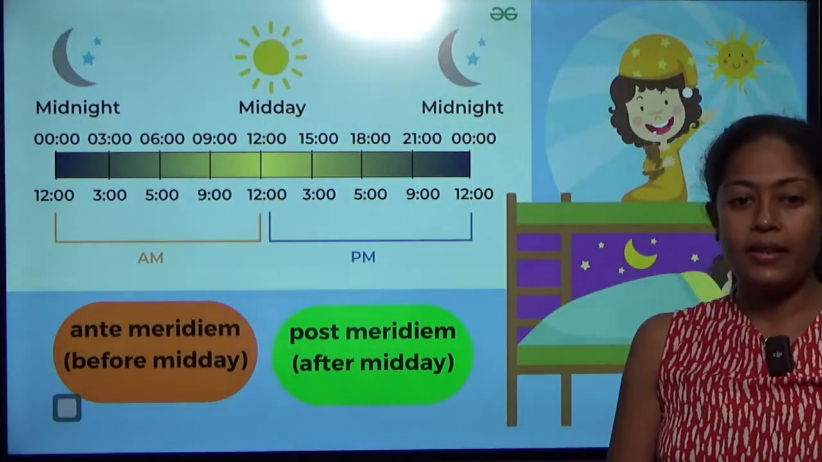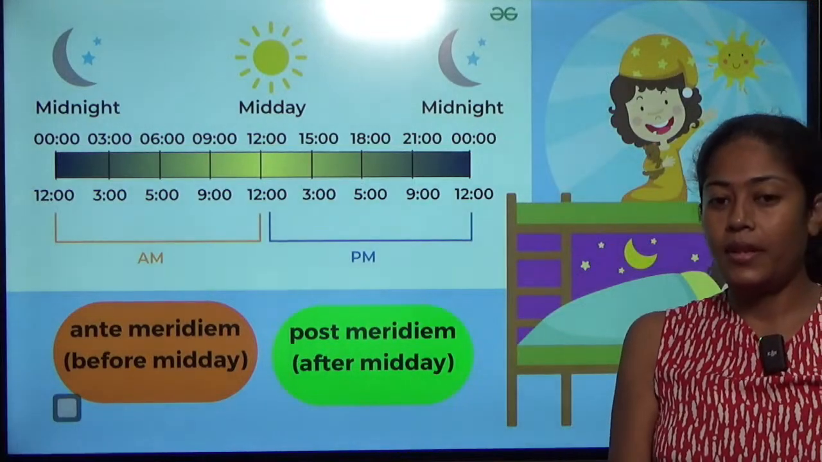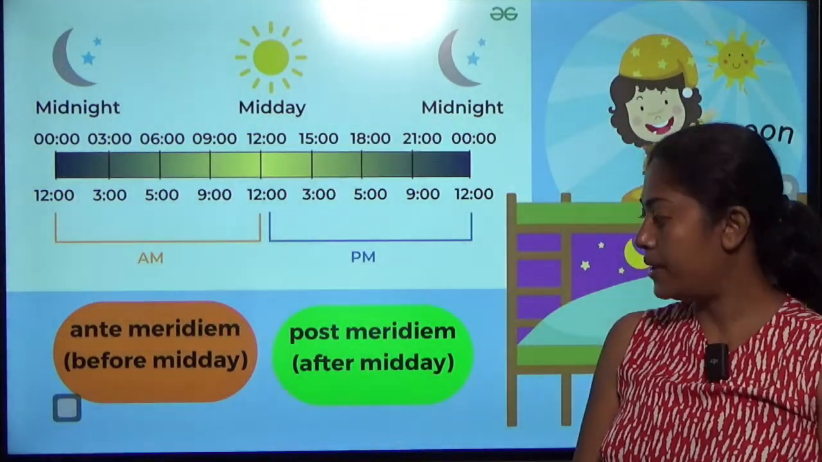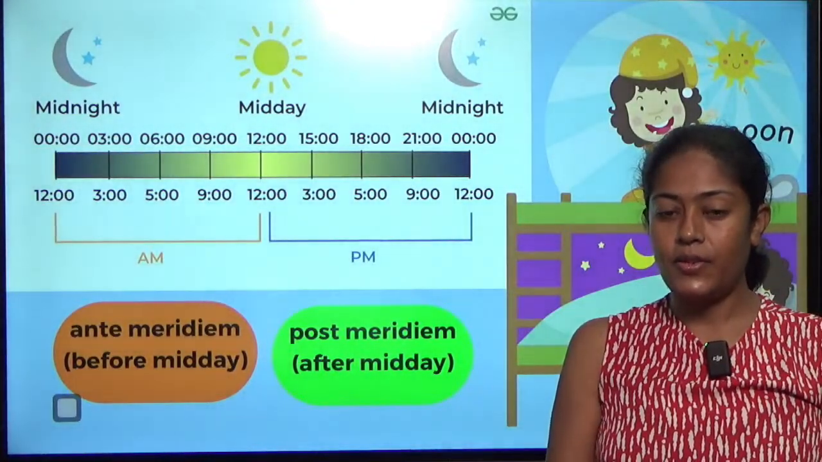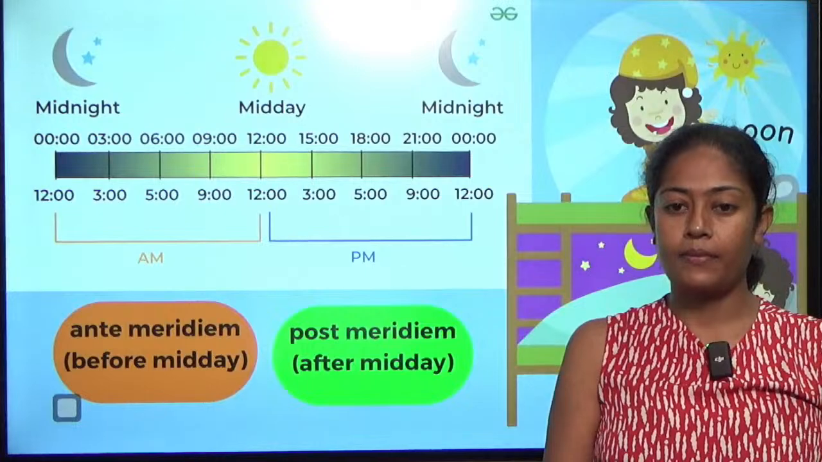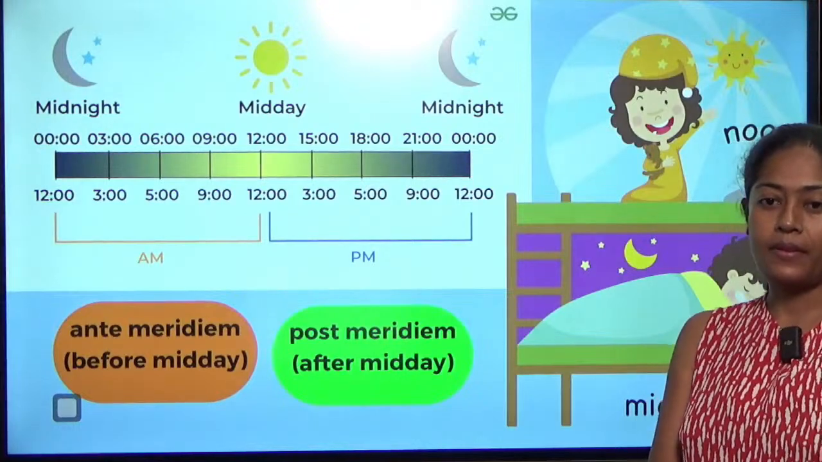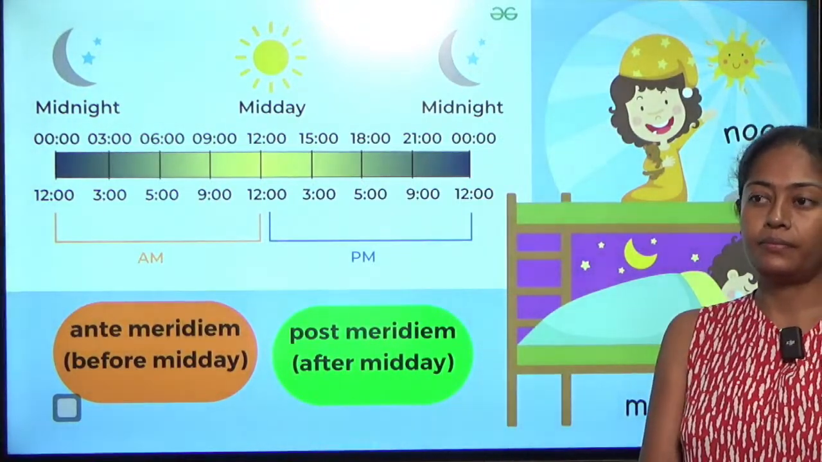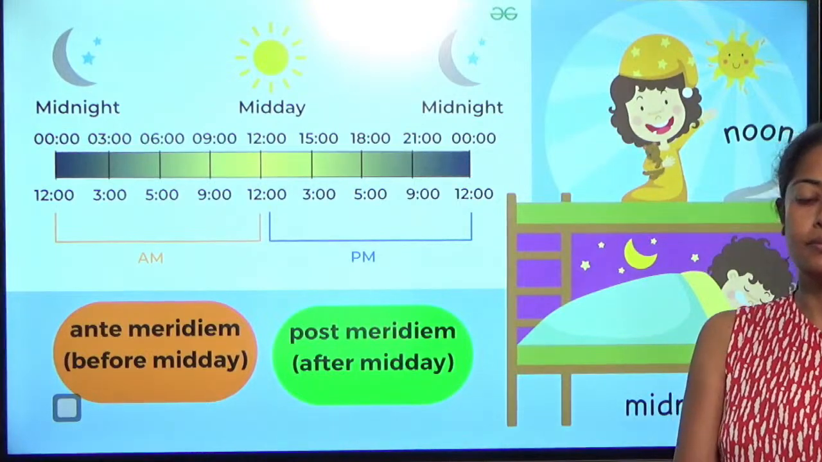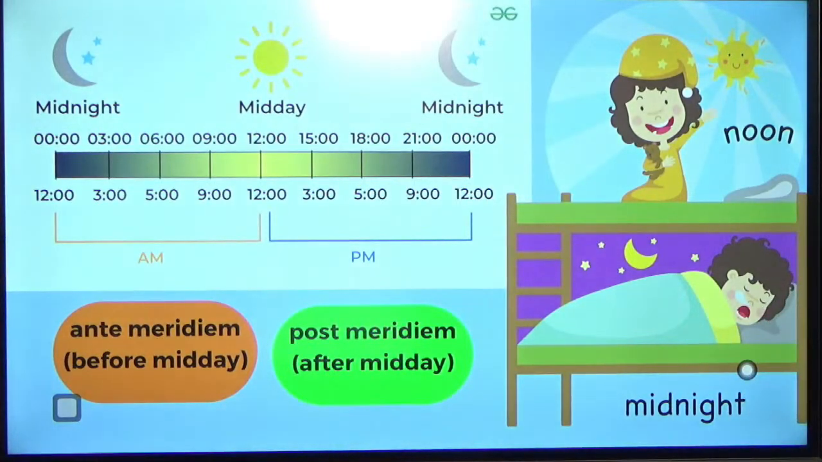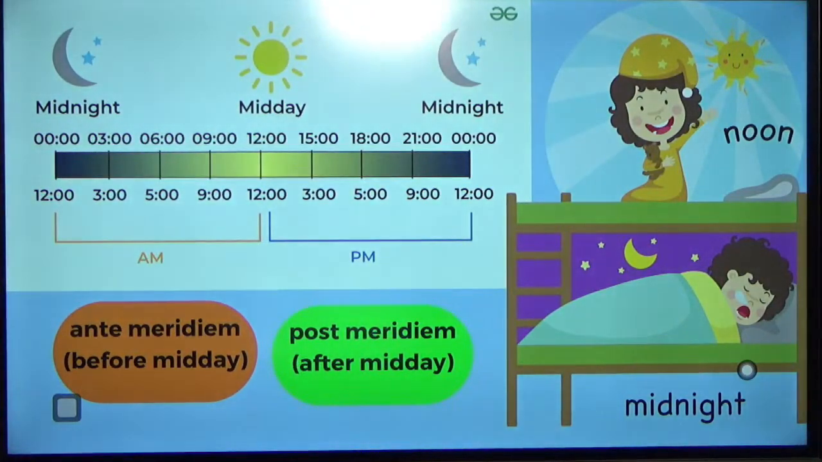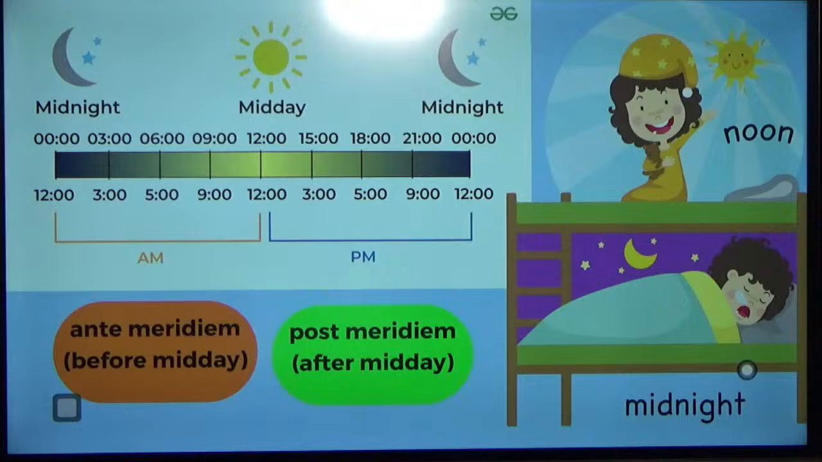Midnight, midday and AM, PM. I think I didn't explain this one. Yes or no? Yes, right. We'll see. Look at this picture. What can you say about that? It's a timeline. Yes, timeline, right?